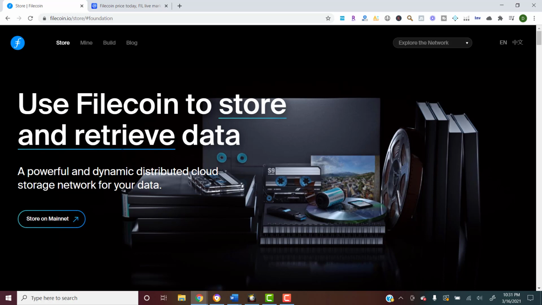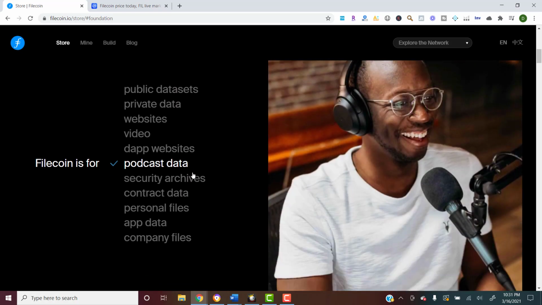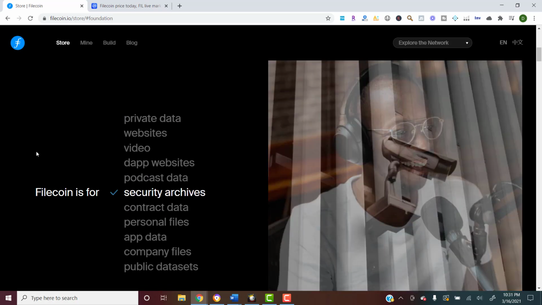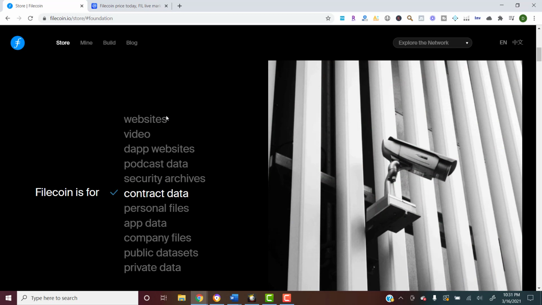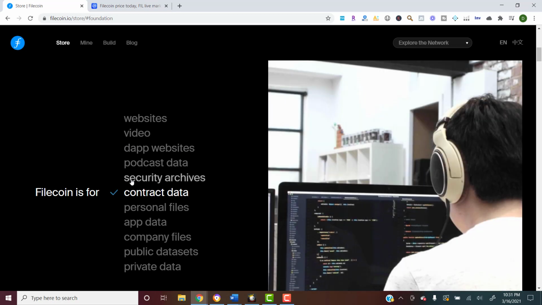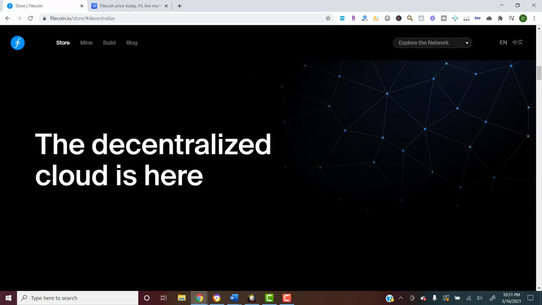So use Filecoin to store and retrieve data. As we scroll down through, you can see all the different use cases that Filecoin can be used for, and this is just the tip of the iceberg. You start looking at some of this stuff, and you start to realize what this is. This is really cool stuff.